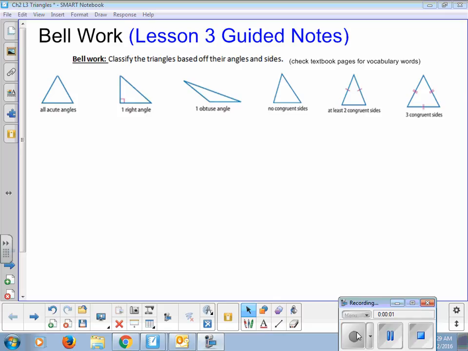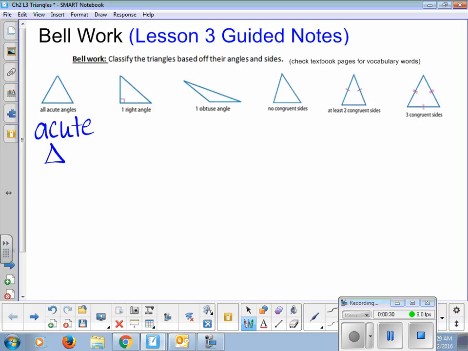Lesson 3 in the guided notes. Classify the triangles based off their angles and sides. I wanted you to give me the vocabulary word for each one of these triangles, and you can look for that in your textbook pages. So for the first one, if it has all acute angles, what type of triangle is that? Yep, that would be an acute triangle.